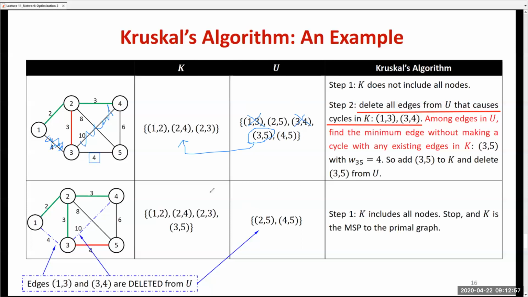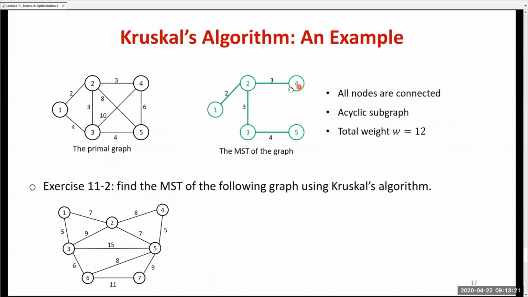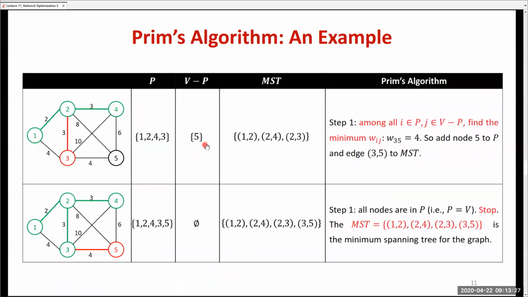Okay, and then what we have here is that I already included all nodes in K. K includes all nodes, and again, K includes all nodes means that I already have a subgraph that connects all nodes, and I'm done. So finally, my minimum spanning tree of the graph is this, exactly the same as the one that we got from Prim's algorithm.